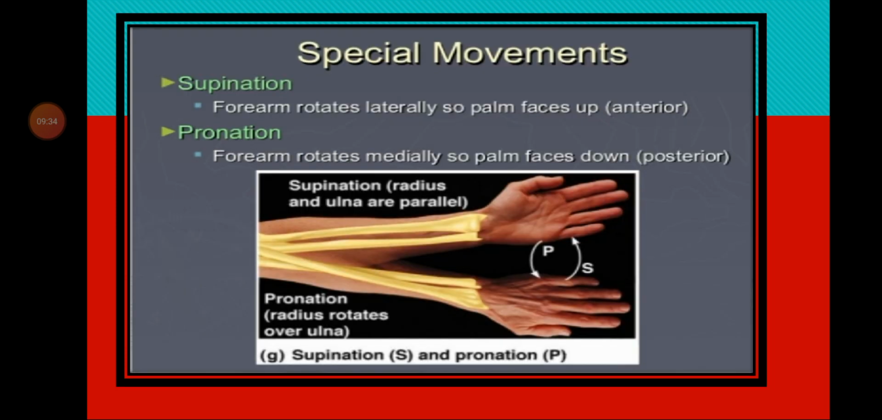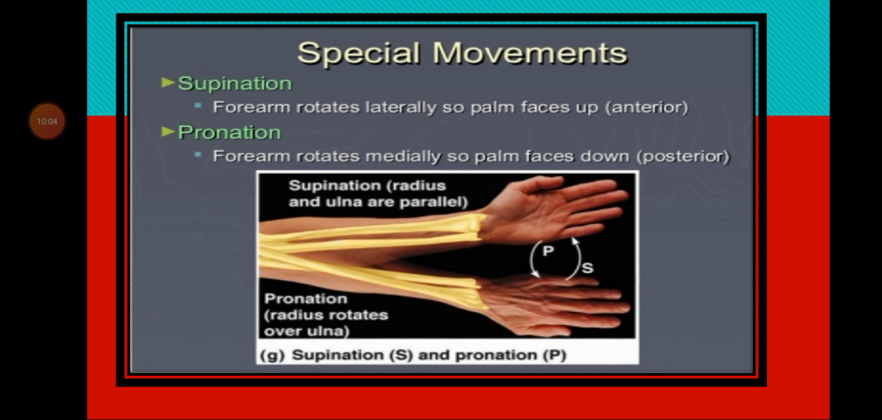And the next one is supination and pronation. Supination means when the forearm rotates laterally, so the palm faces up to the anterior position, it is called supination. And when the forearm rotates medially, so the palm faces down, or to the posterior position, it is called pronation.